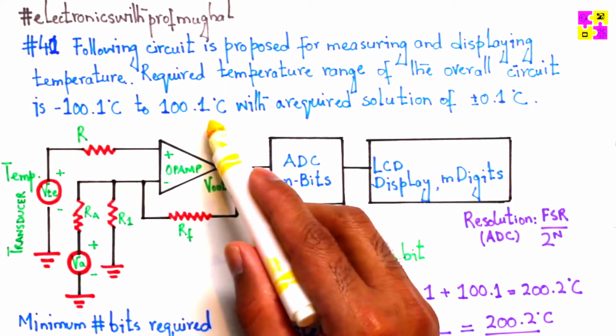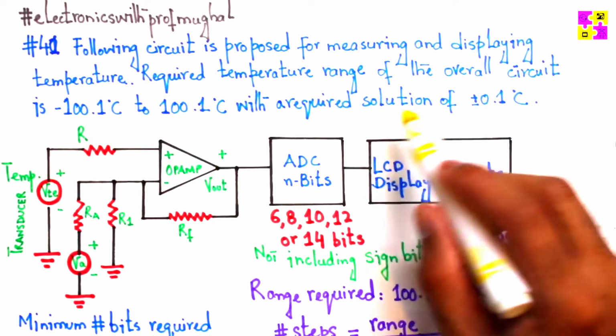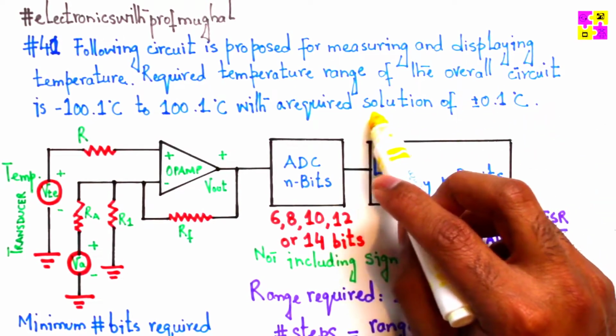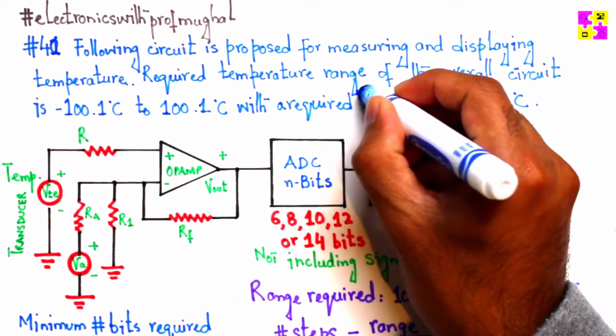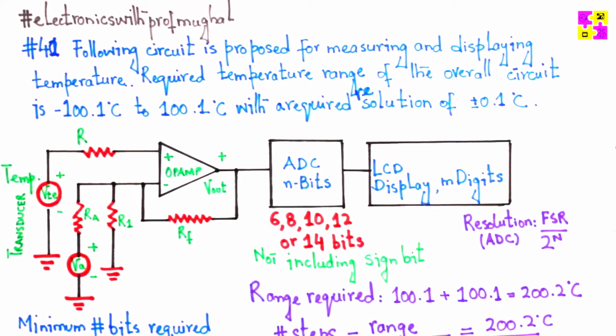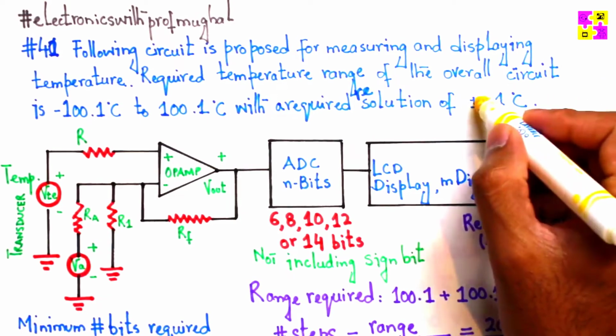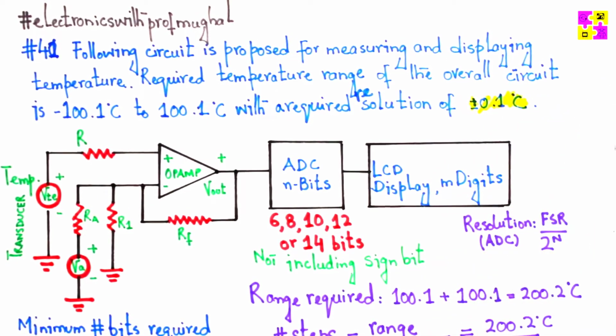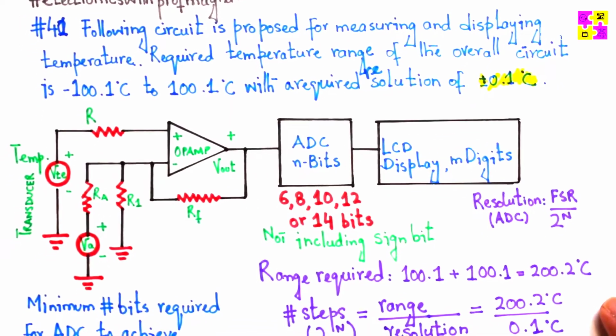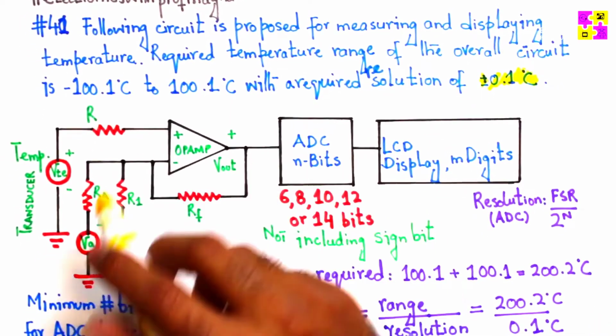So there's a range given over here, and the required resolution, actually this should be resolution, not solution. The required resolution of 0.1 degree centigrade plus minus 0.1 degree centigrade. So that's significantly low. If you look at the circuit right here, it's an op-amp.